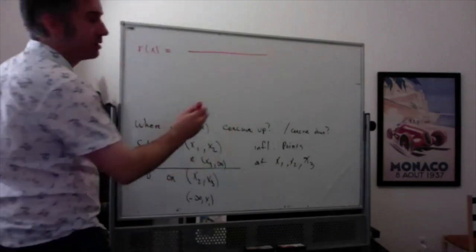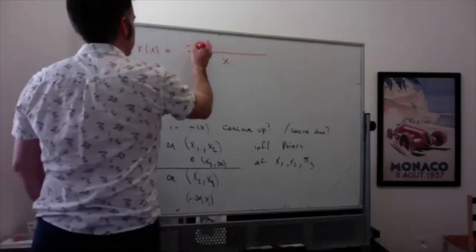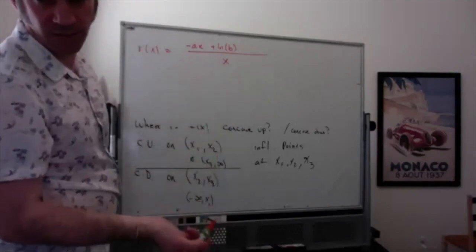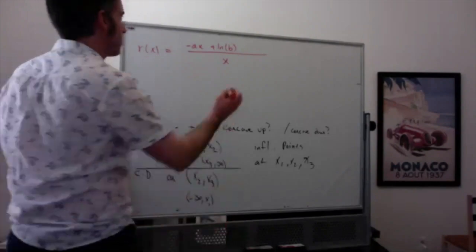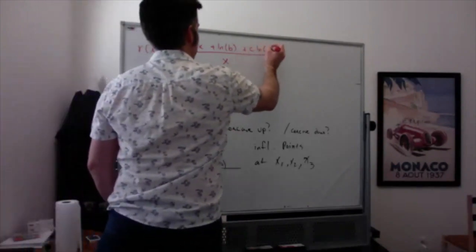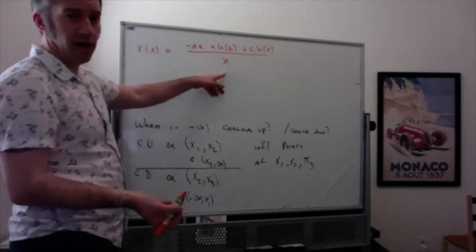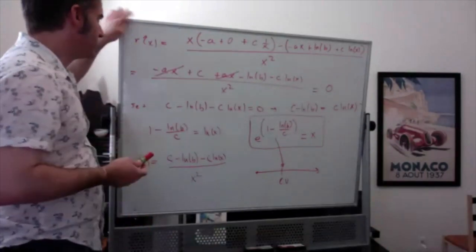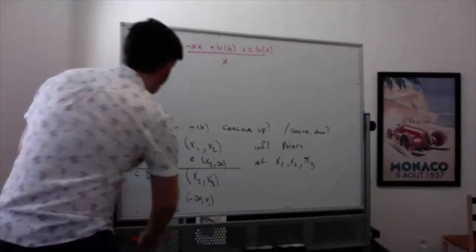It was x on the bottom, and it was negative ax plus natural log of b plus c natural log of x. Right, this was the function that we were differentiating. So when I differentiated this, I got the bottom. Oh, yeah. Okay, that makes sense. Yeah, makes sense now. Good. Anything else? Other questions?